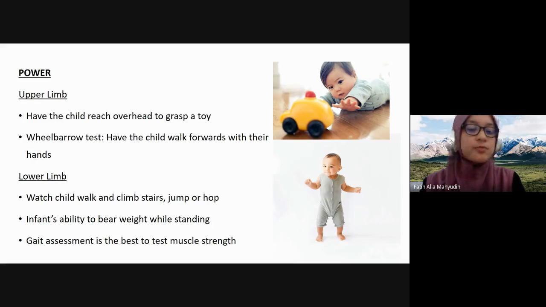Or if you want to make a quick assessment, we can combine gait assessment and muscle strength assessment. Gait assessment is the best way to test muscle strength, so we combine two assessments into one. While assessing the gait, we can assess the lower limb muscle strength together.